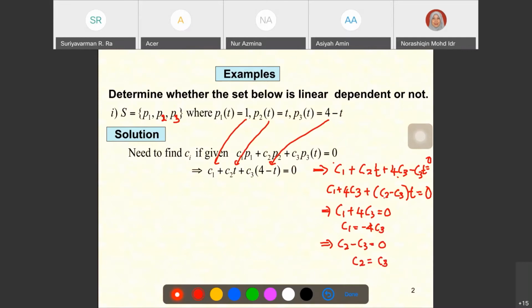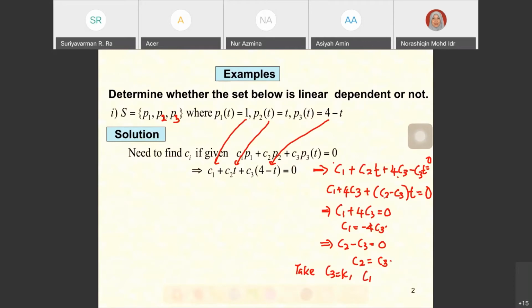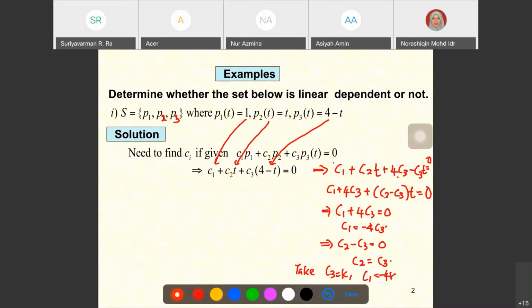Okay? Alright, so that means we can put anything for C3. C3 doesn't have to be anything specific here. So let's say we put C3 equal to K. C1 is equal to negative 4K, that's right. And C2 equal to K.